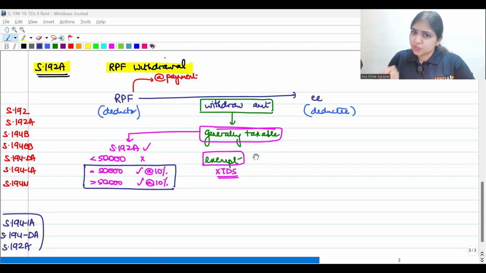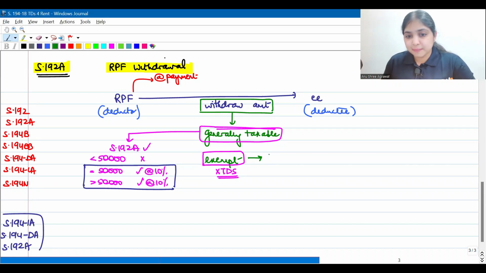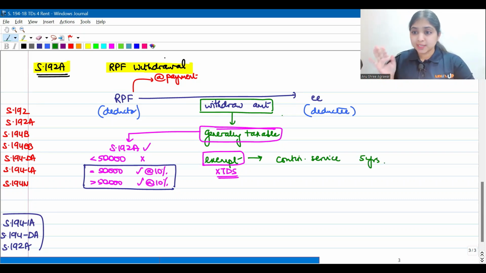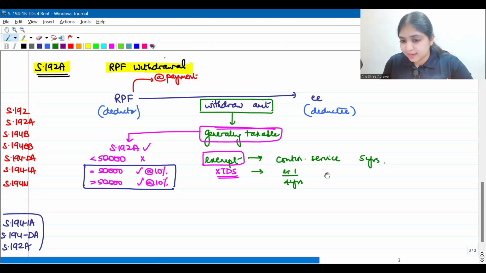Okay, now see, just to give you some revision, when is this amount exempt? Number one, if the employee has rendered a continuous service of 5 years and after that he withdraws the amount, it's going to be fully exempt for him. Second situation, let's say for employer 1, the employee worked for 4 years. He left employer 1 and then he joined employer 2. For employer 2, let's say he worked for 3 years. So individually, if you see, he has worked for less than 5 years.